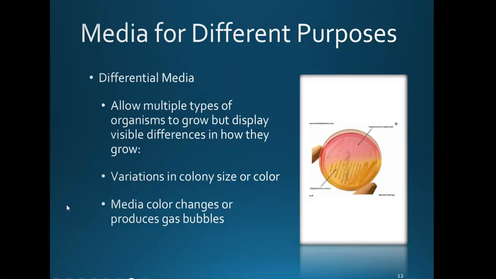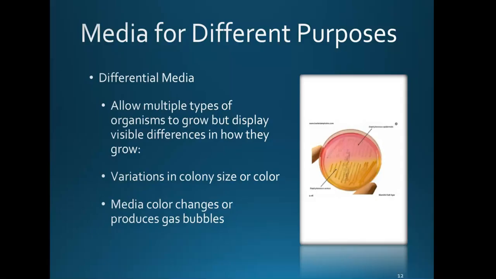A differential media allows us to grow different microorganisms on the same plate, but we can view or visibly see the differences in these microorganisms. So as it says, it allows multiple types of microorganisms to grow, and we can see the differences in them.